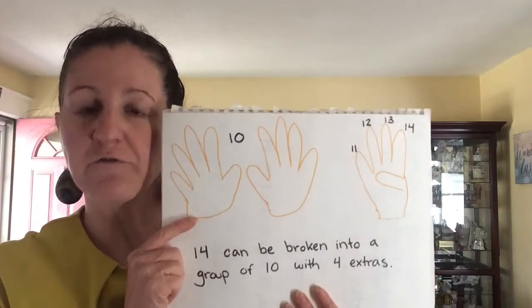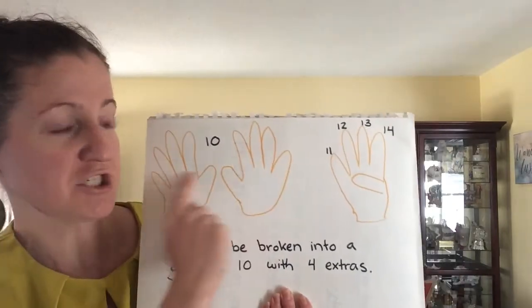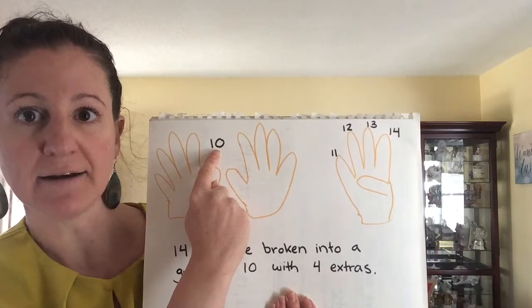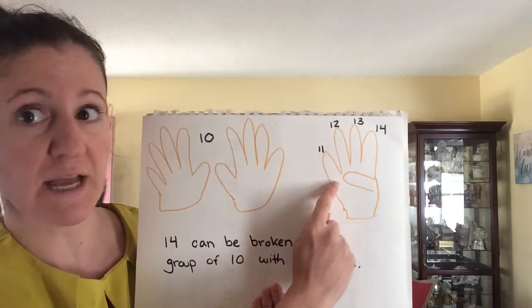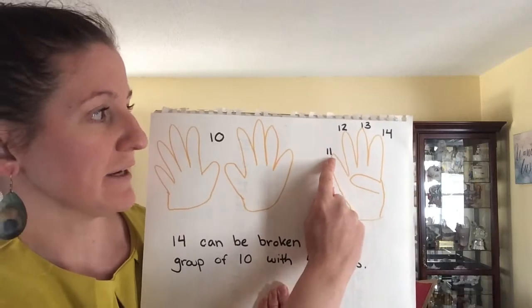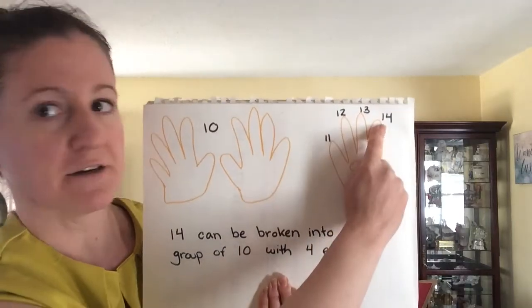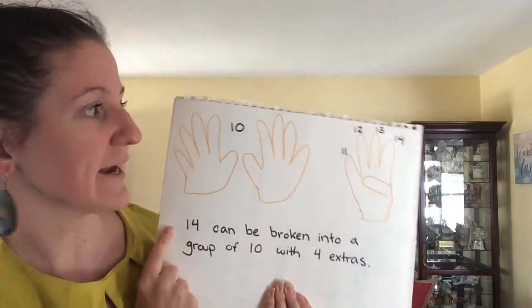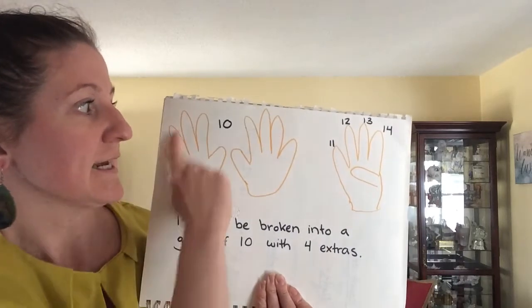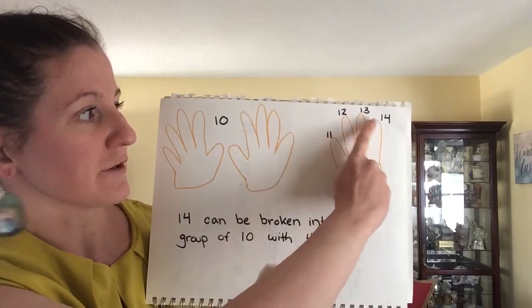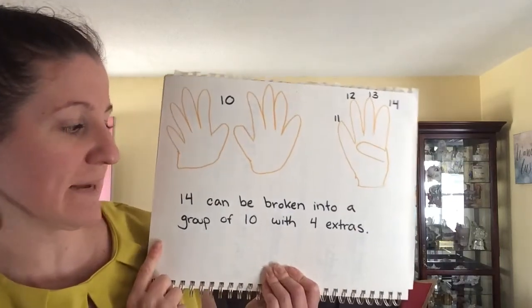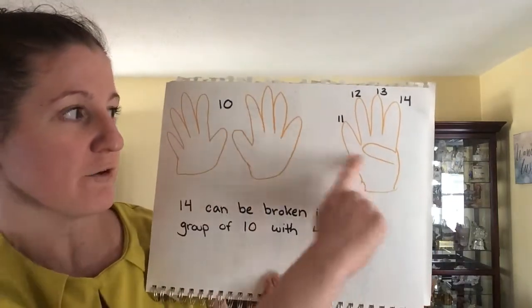If I wanted to show 14, I could put up my two hands, which I know are 10, and then my friend can put up four fingers and we can count on. 11, 12, 13, 14. So let's do that again. The number 14 is 10, 11, 12, 13, 14. So 14 can be broken into a group of 10 with 4 extras.